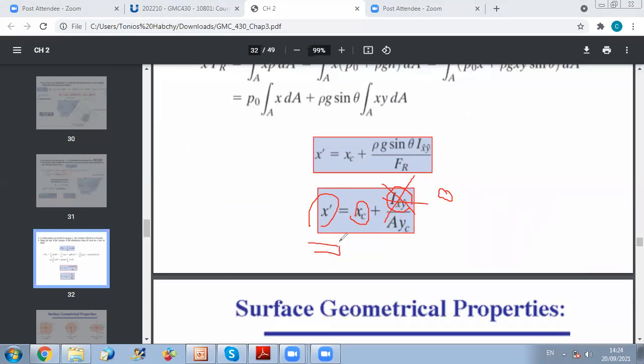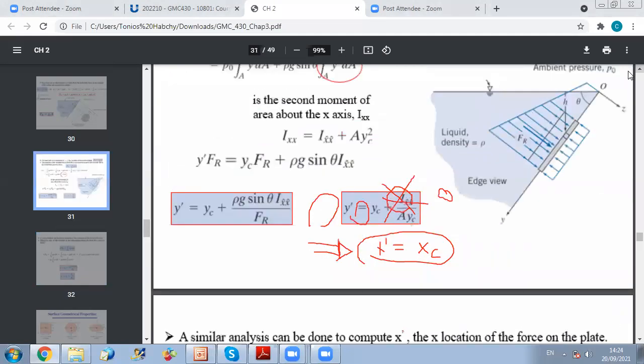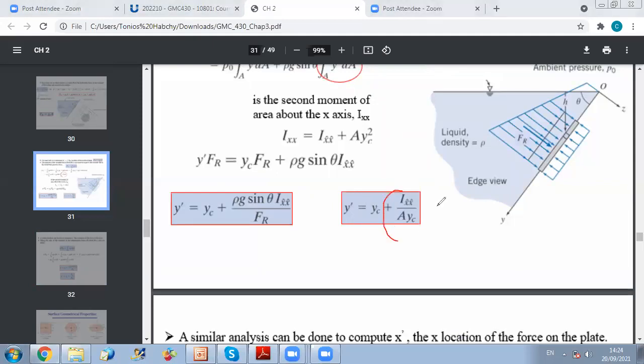So what do you deduce then? For a symmetrical geometry, or for any geometry having a product Ixy equal to 0, I will have x prime equal to xc. So the centroid and the center of pressure will have the same x, but they always have different y. Okay? Because for y, what is the formula? For y, you have y of the center of pressure equal to y of the centroid plus a certain positive value. So the center of pressure is always below the centroid of the area.